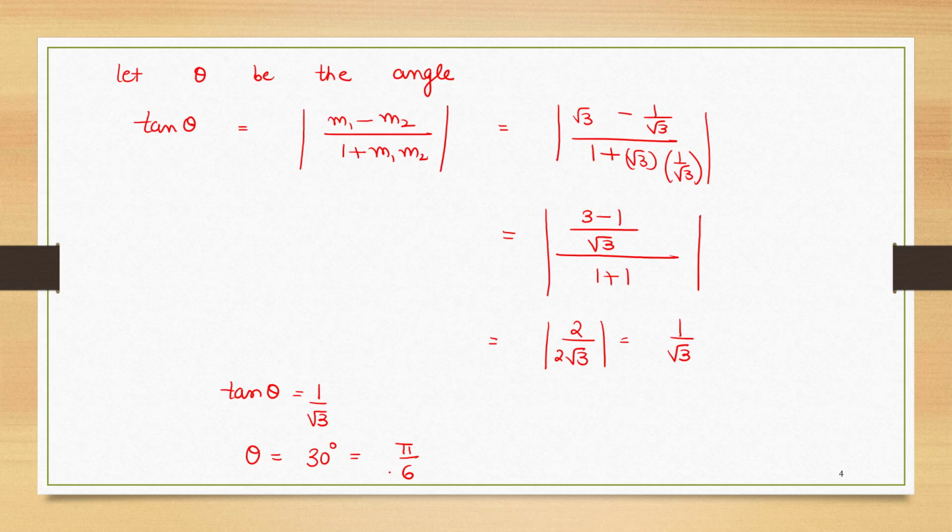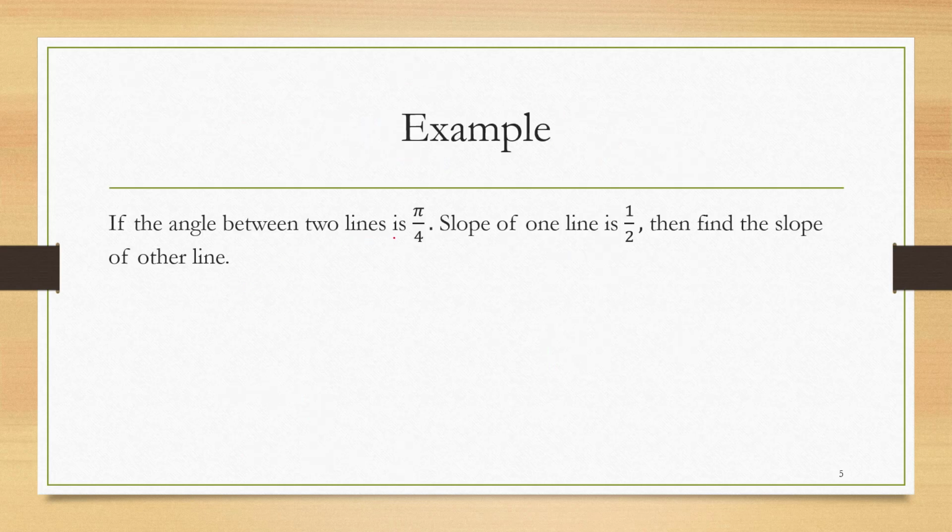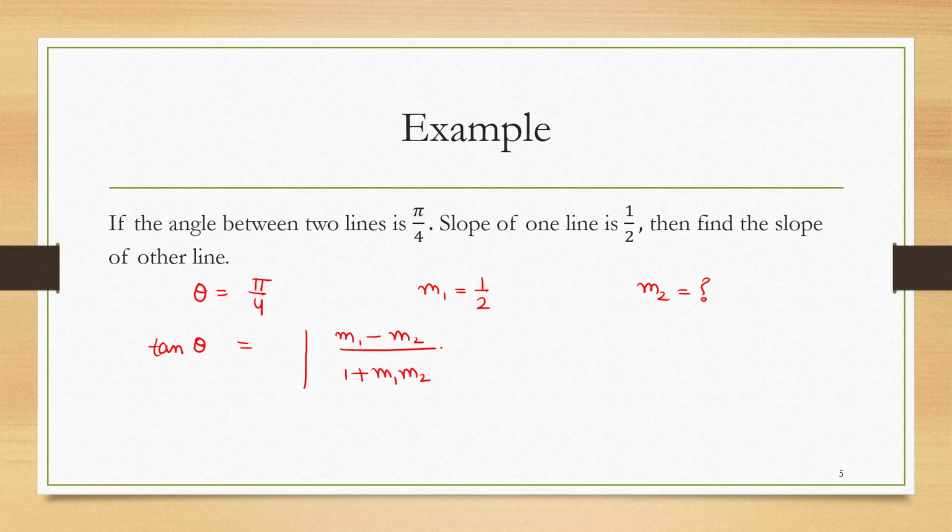Let's do another example. If the angle between two lines is given by pi by 4, or 45 degrees, and the slope of one line, m1, is 1 by 2, we have to find the slope of the other line, m2. So theta is given to be pi by 4, m1 is given to be 1 by 2, and m2 we have to find. We know the formula tan theta is equal to mod of (m1 minus m2) by (1 plus m1 m2). So tan of 45 degrees, or tan pi by 4, is 1.